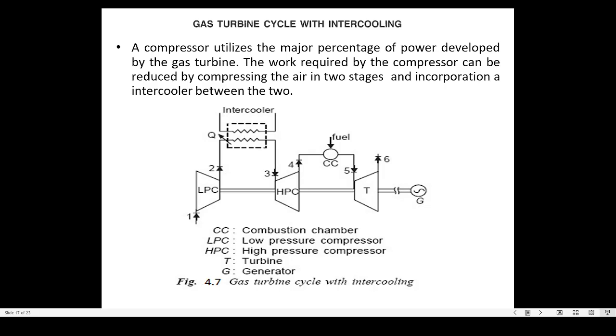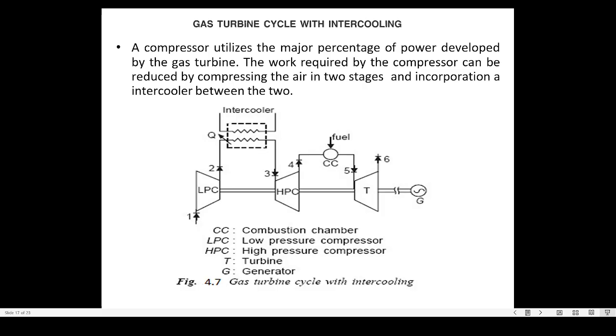This arrangement shows the two compressors, and in between the two compressors we can see this mechanical element placed here, which is nothing but an intercooler. An intercooler is basically a heat exchanger. So what this arrangement tells us is that a compressor utilizes a major percentage of the power developed by the gas turbine.